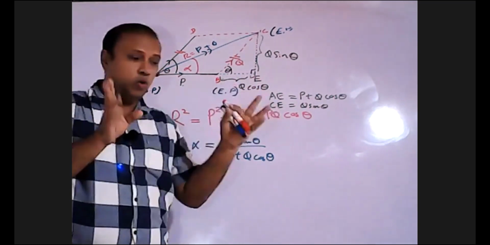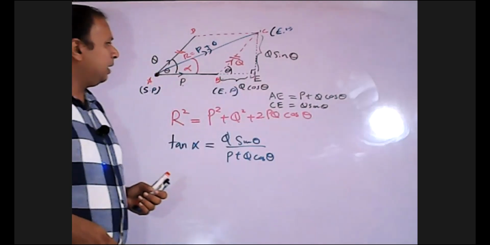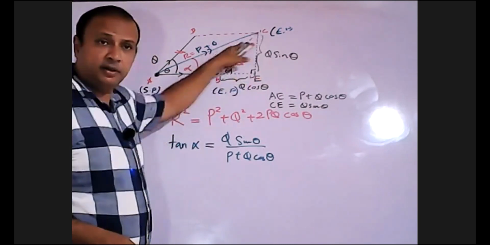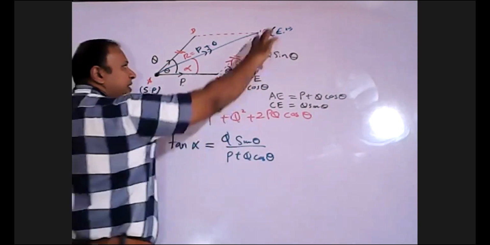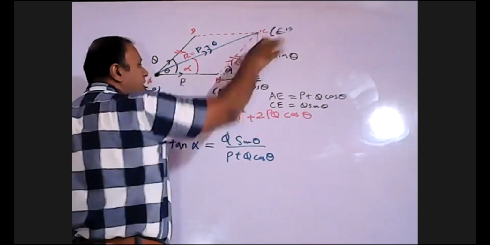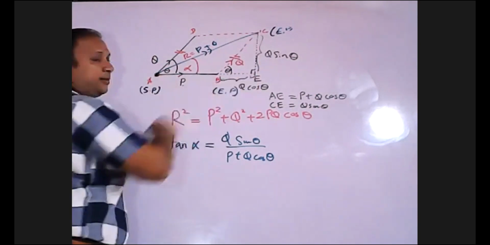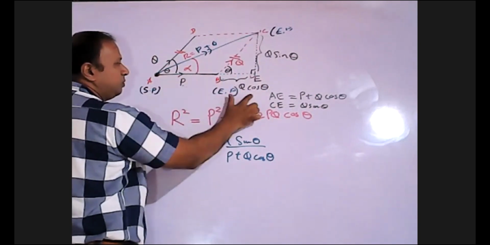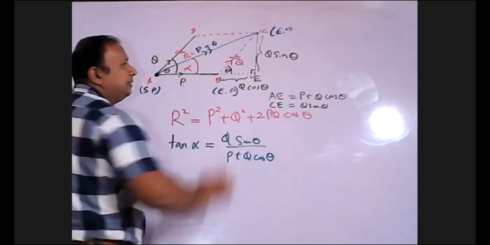There are two right angle triangles. Using the small one, I can determine the length of BE and the length of CE. Once you determine the length of BE and CE, you can apply the Pythagoras theorem to the large one. The length of AE is equal to P plus Q cos theta. The length of CE is equal to Q sin theta.